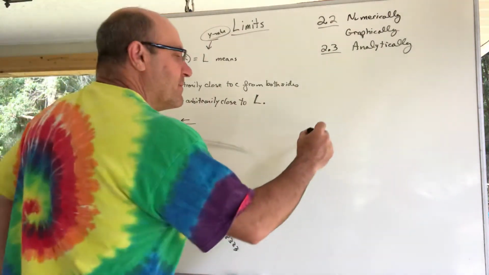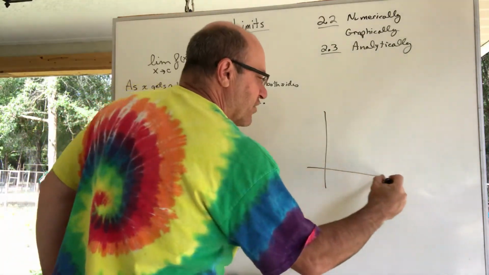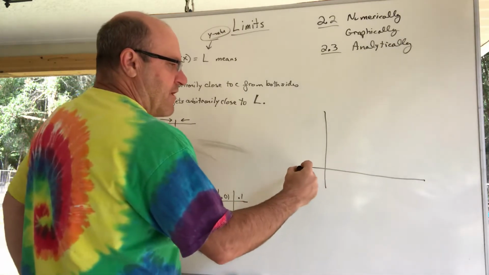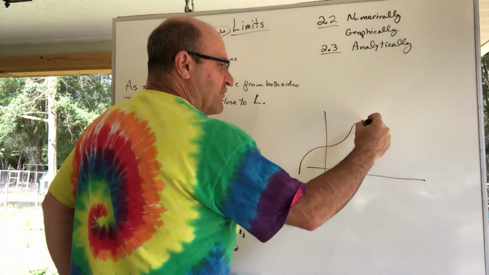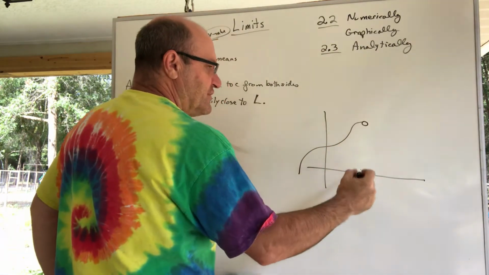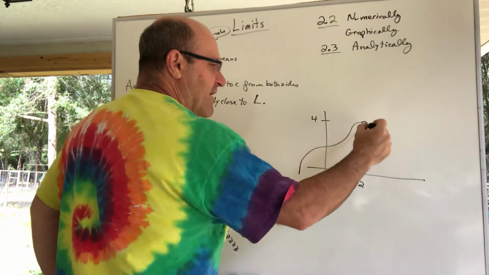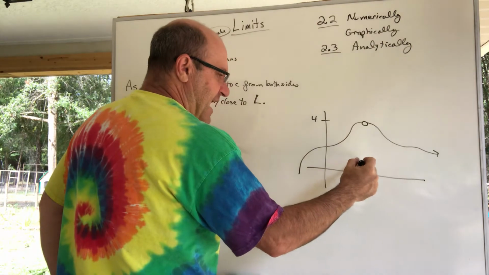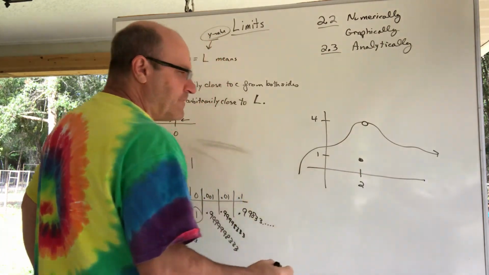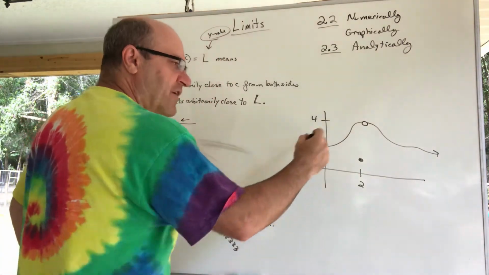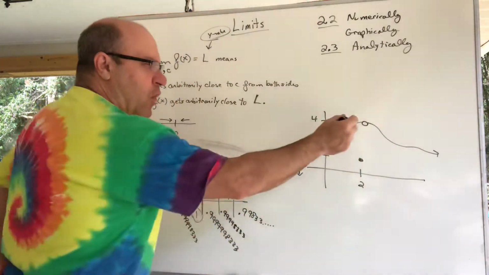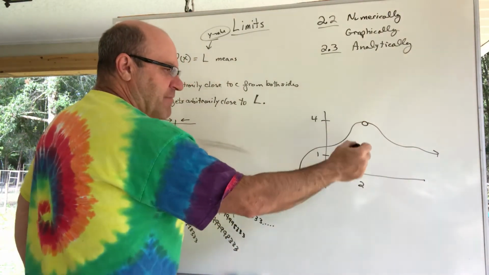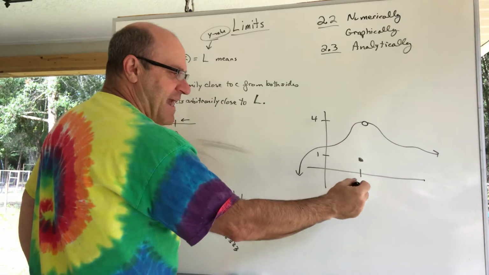Let's look at this problem. I'm making up a graph, some kind of curvy graph. It has a hole right there. When x is 2, there's the y value. And it has this colored in dot here. So there's a graph of some function. And that hole means it doesn't exist right there, but it's colored in right there at x equals 2.